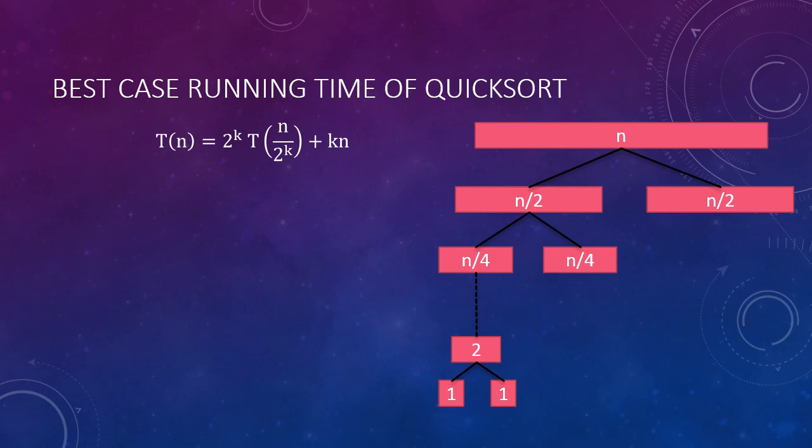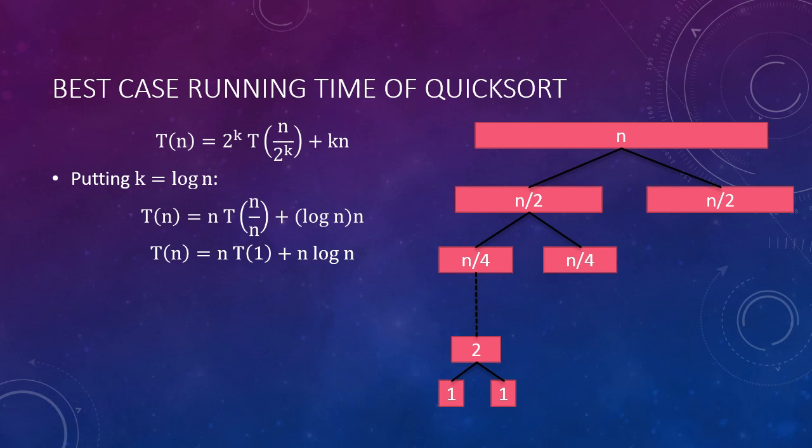So this is our equation, and we substitute k equals log n in it, and we get this equation. Now, the value inside the bracket with T will become 1, which is our base case. And T1 is 1, so we substitute the value of the base case.